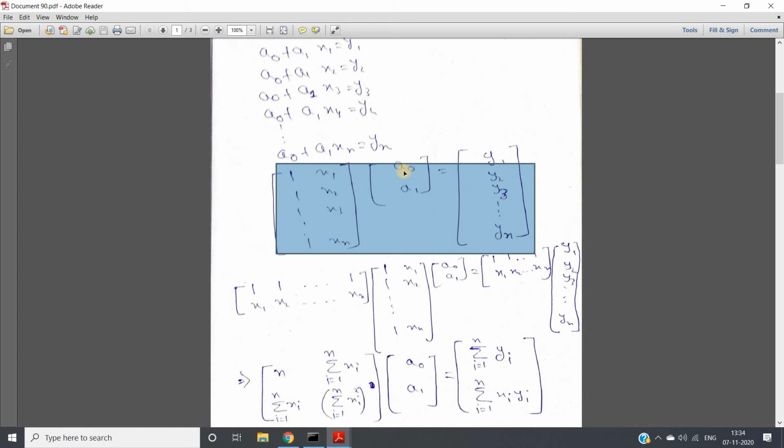Now to get the coefficients a naught and a1, what we need to do is remove this one, okay?